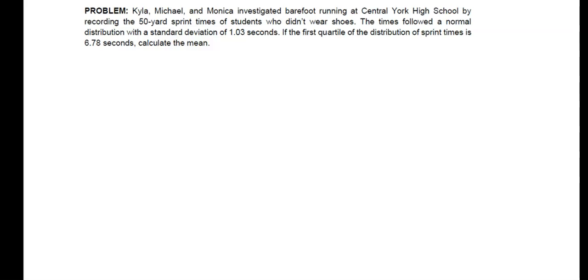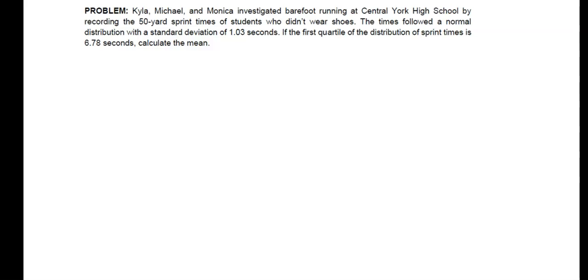These folks investigated barefoot running at Central York High School by recording the 50-yard sprint times of students who didn't wear shoes. Ooh, it's rough. Times followed a normal distribution with a standard deviation of 1.03. The first quartile of the distribution of sprint times is at 6.78 seconds. Calculate the mean.